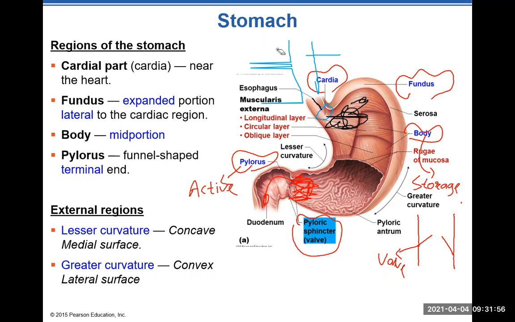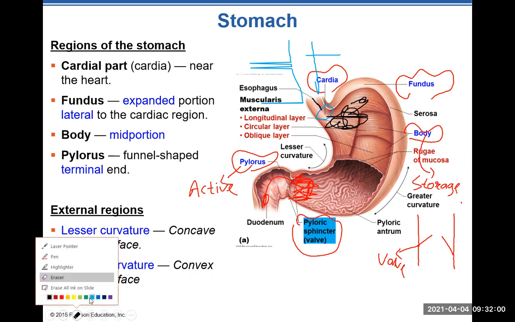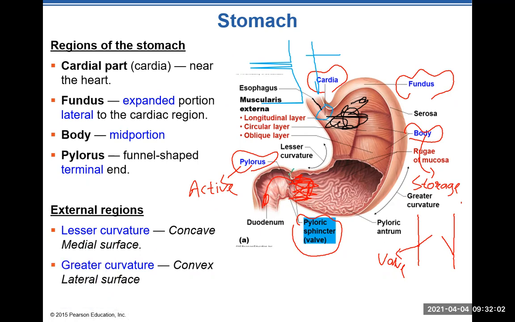And then we also have one more sphincter right over here. Do you see here, a sphincter over here? We call it a pyloric sphincter, just because it's present between the pyloric part and the duodenum, which is the first part of the small intestine.